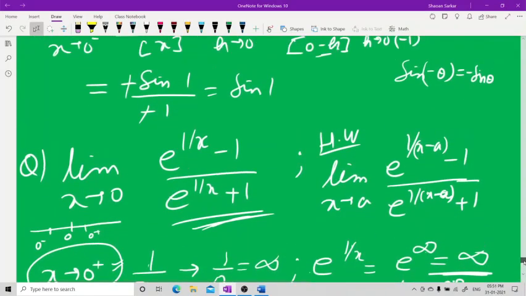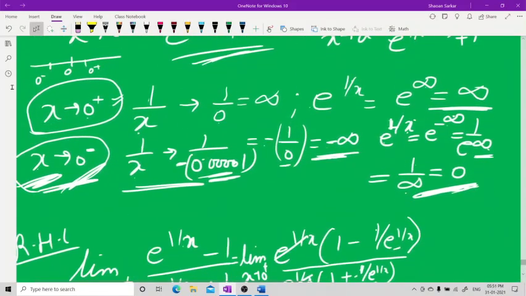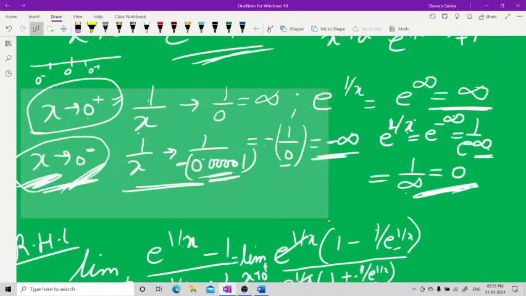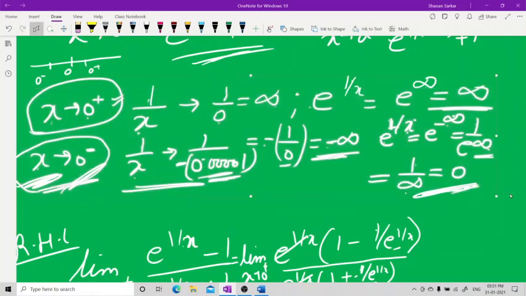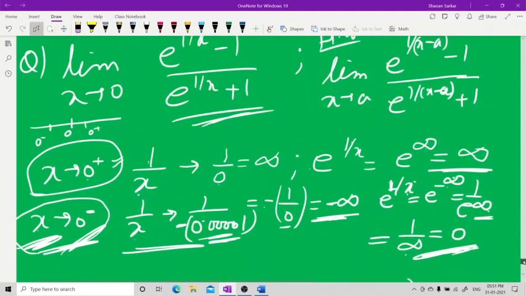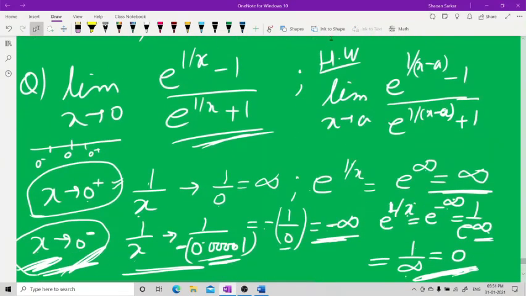This concept was the main concept. From here till here, this whole concept was important. E to the power of 1 upon x goes to infinity at x tending to 0 plus, and at x tending to 0 minus, e to the power of 1 upon x goes to 0 because of this reasoning. So now you will do this question on your own. This one. Similarly, this question is your homework and you are going to do it on your own.